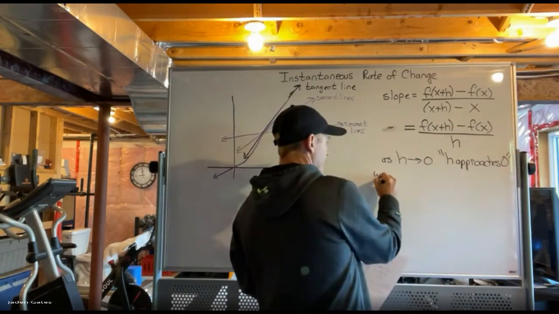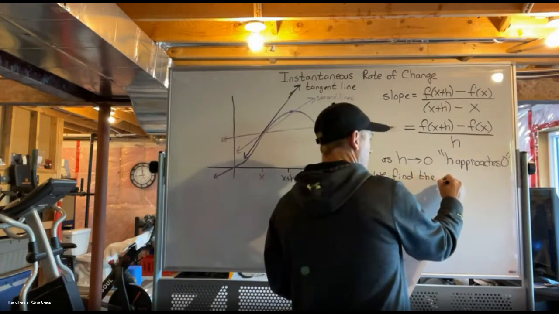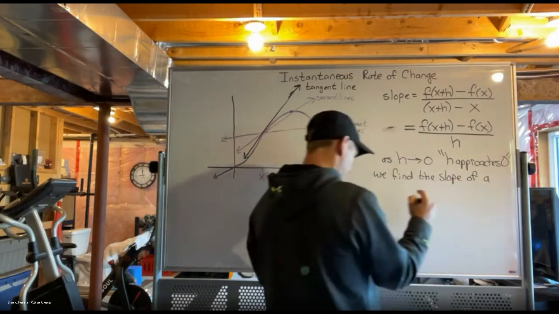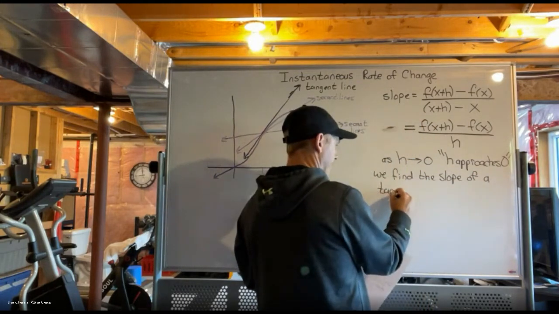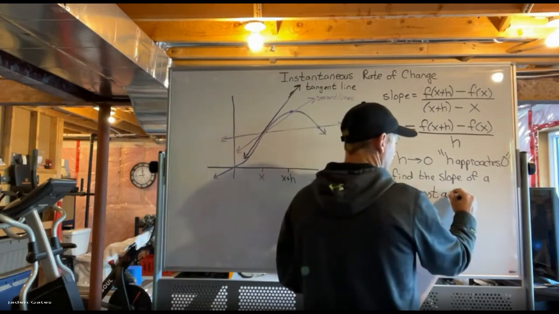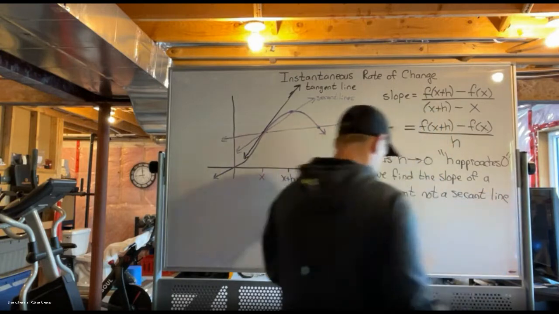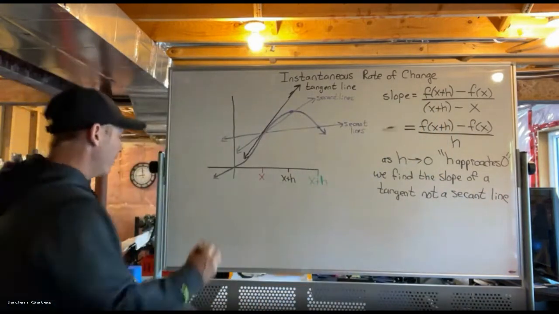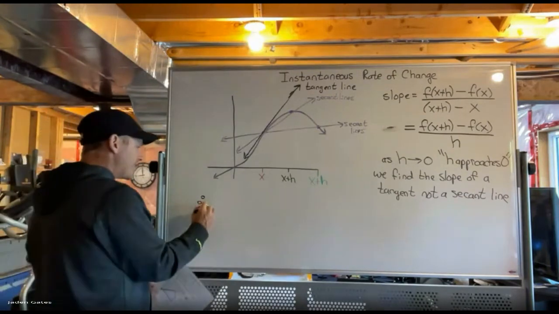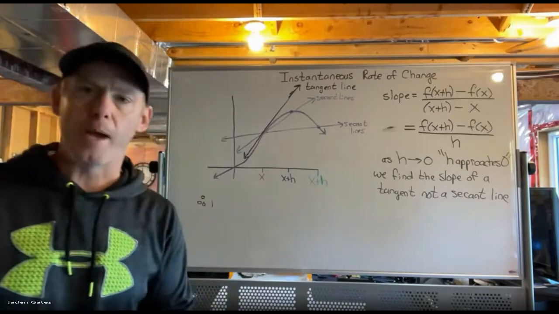We find the slope of a tangent line, not a secant line. And so therefore, our formula that we're going to be using is the instantaneous, and the reason it's called instantaneous is because you're only finding the slope at just 1 point.